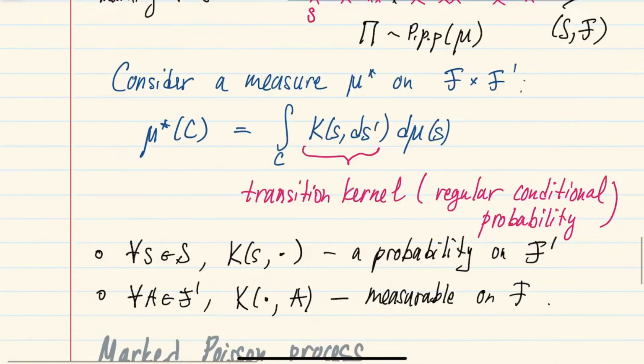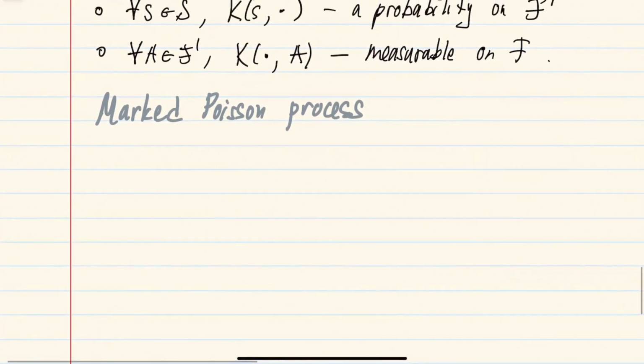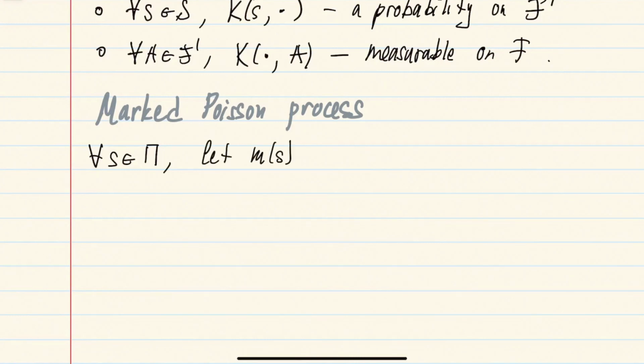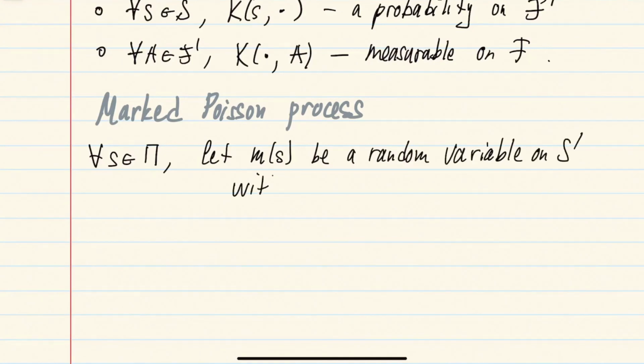So again, the marked Poisson process given this probability kernel is just this construction as I said before. For every point S in pi, you pick a random variable with this distribution given by the transition kernel, and you pick them independently over different points S.